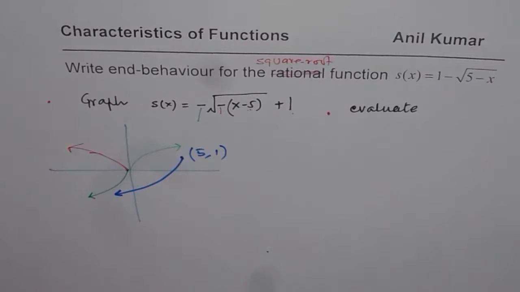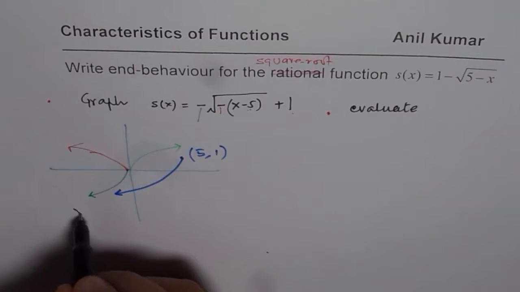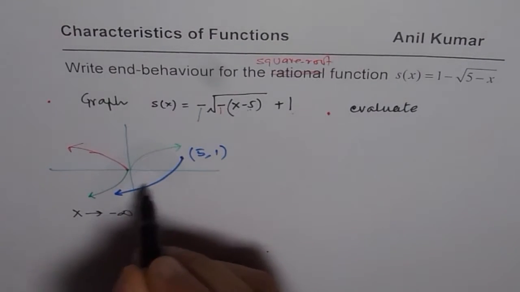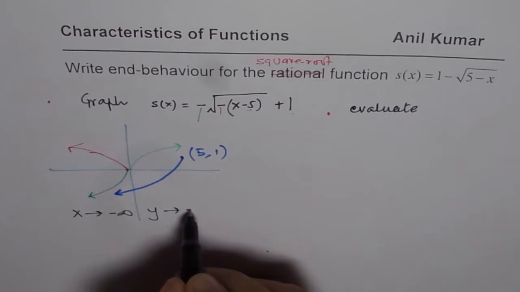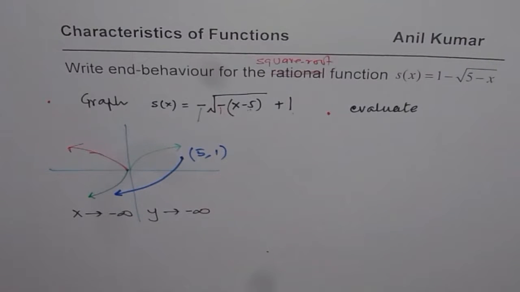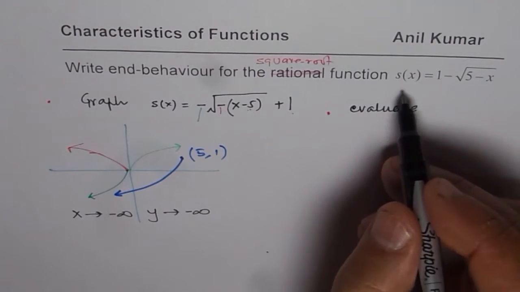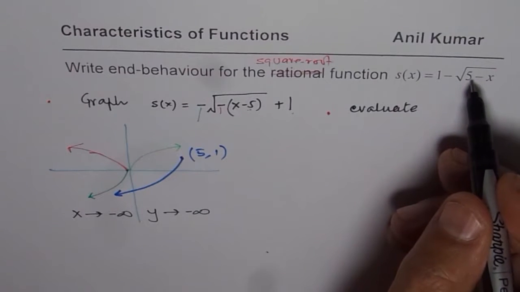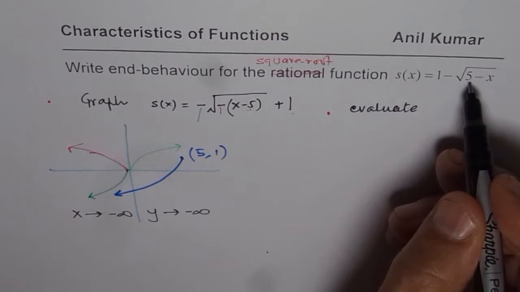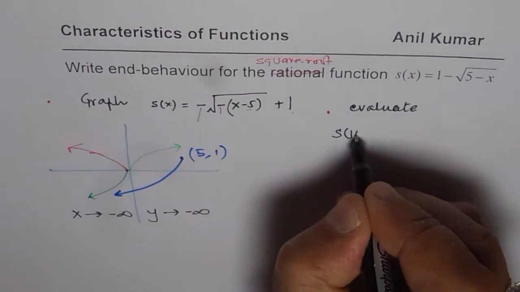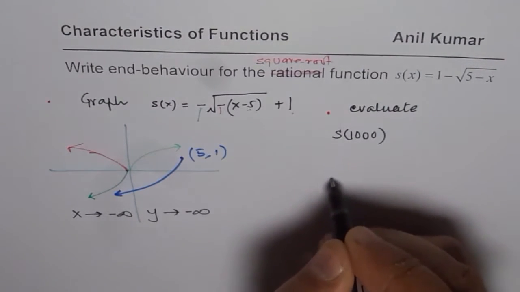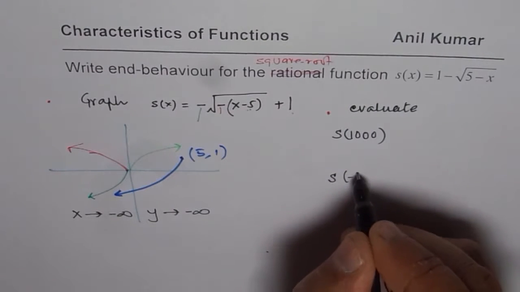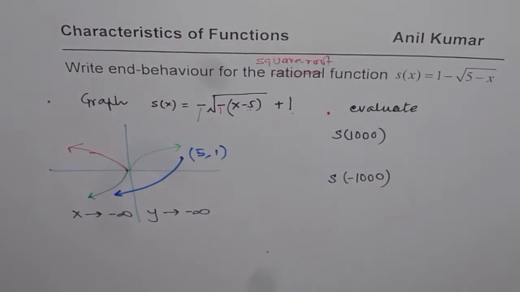So that is the graph, and from the graph you can see that end behavior is only towards x approaching negative infinity. So when x approaches negative infinity, y approaches negative infinity. So that is our solution. The other way here is that we have to calculate just the values. 5 is a number. You could take a number about 1000, which is very large as compared to 5. So you can evaluate the function value at s of minus 1000 and plus 1000, right? Those two values.